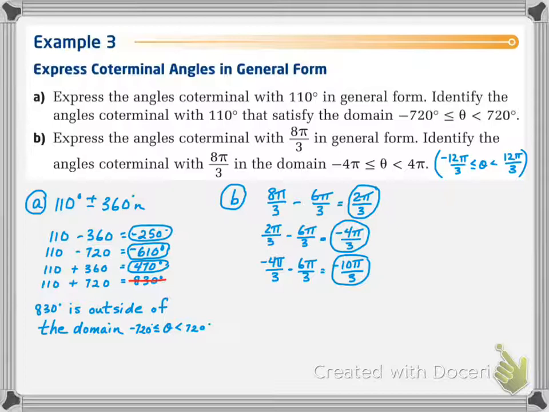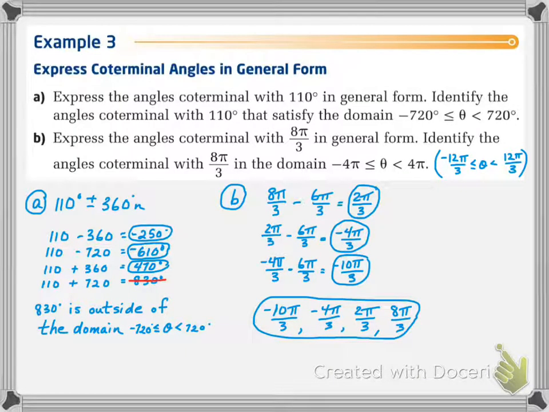So let's go up now from 8 pi over 3. And that would be 14 pi over 3, which again is beyond our domain. So those are our only four answers that are available. 8 pi over 3 plus or minus 2 pi n, where n is any natural number, is how I'd write my answer in general form.